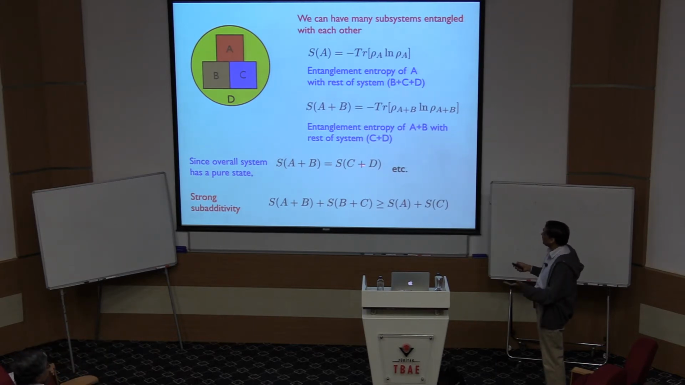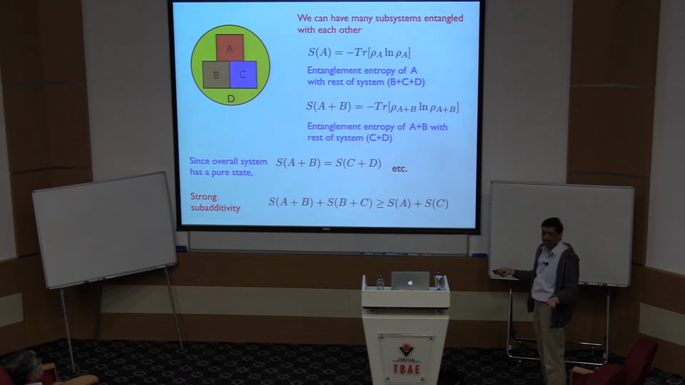We can already start seeing some interesting relations, right? S of A plus B is S of C plus D. Is that obvious? Because when two things are entangled with each other, the entanglement of A plus B is with C plus D, but C plus D is with A plus B, so they are equal.